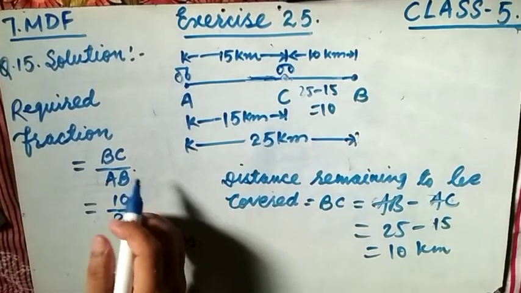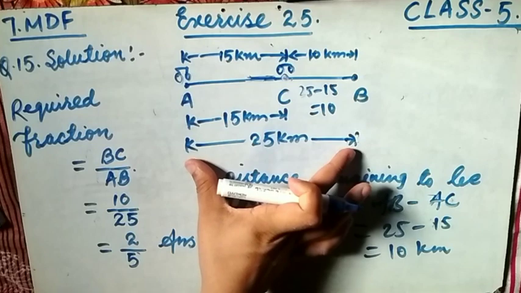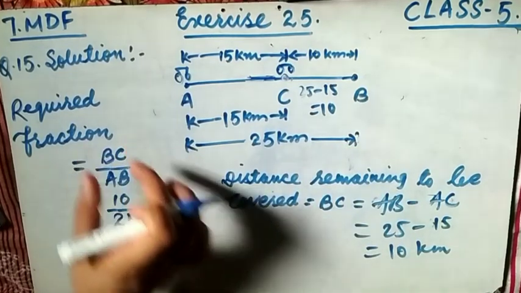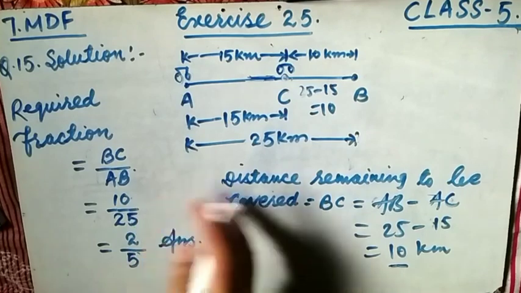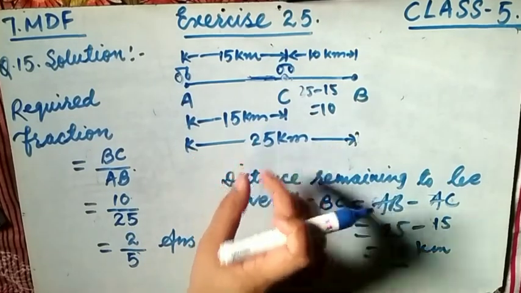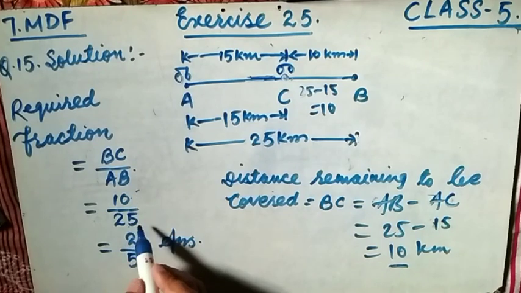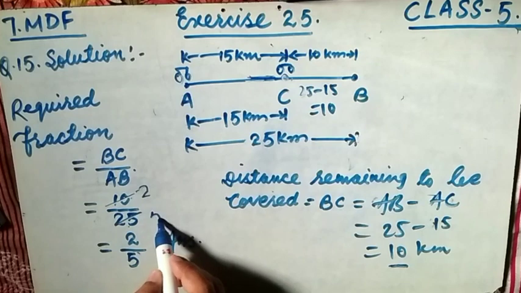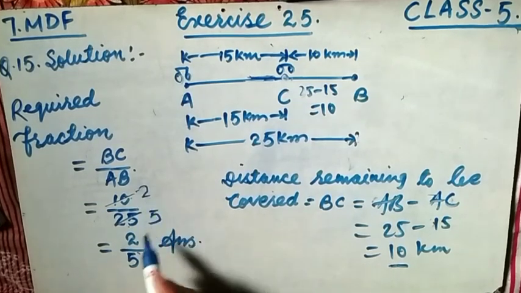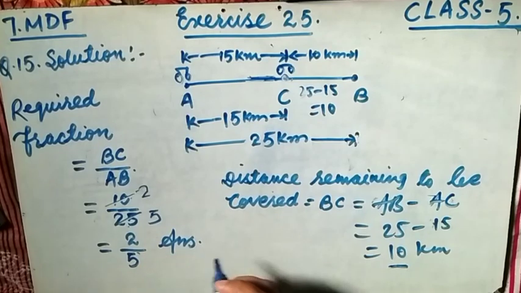The required fraction is the remaining distance in comparison to the distance between the two stations, that means the remaining distance BC divided by the whole distance AB. So BC here is 10 kilometer, and AB, the total distance, is 25 km. Now 5 twos are 10 and 5 fives are 25. So this is 2 by 5. This is the required fraction. I hope you get it.